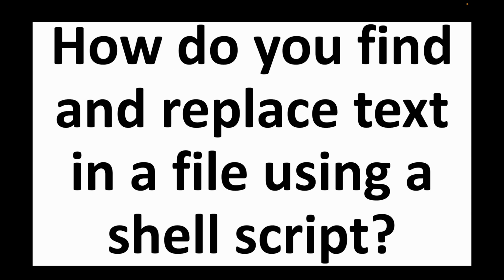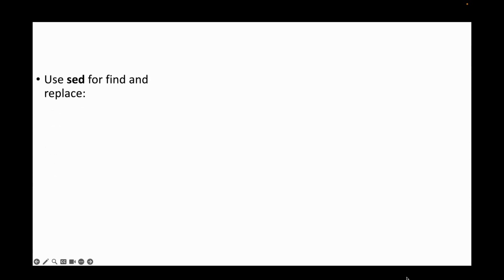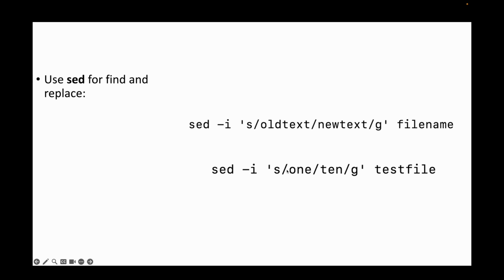The next question we have is, how do you find and replace text in a file using a shell script? For this, we can make use of the sed command, or stream editor, which can be used to find and replace text inside your file. So this will be your syntax: sed -i, and then the old text and the new text. g will be your global, like replace everywhere, and then the name of the file where you want to replace the text. So for example, this will be the command.